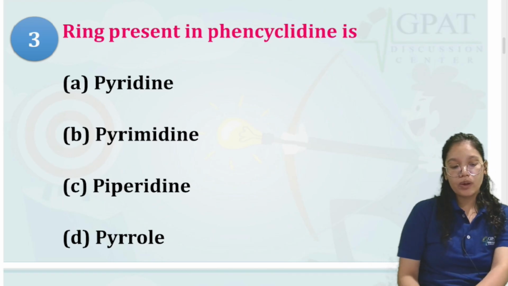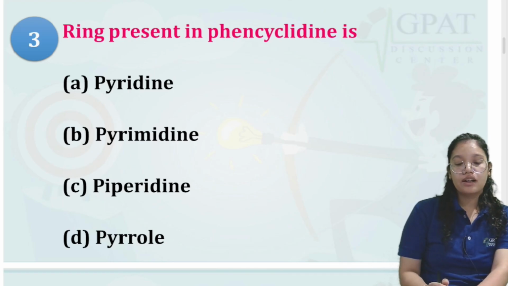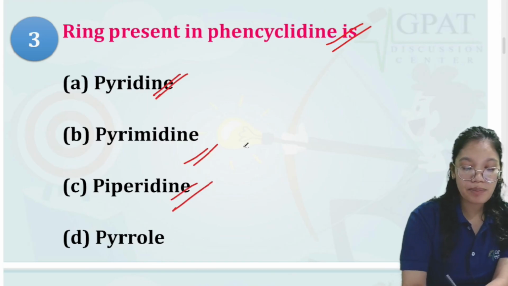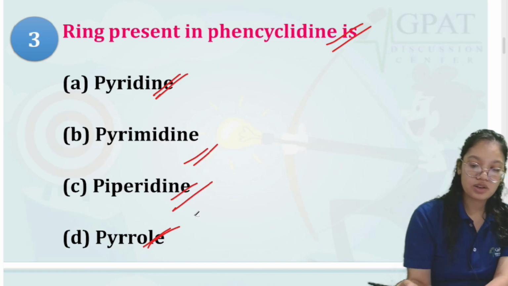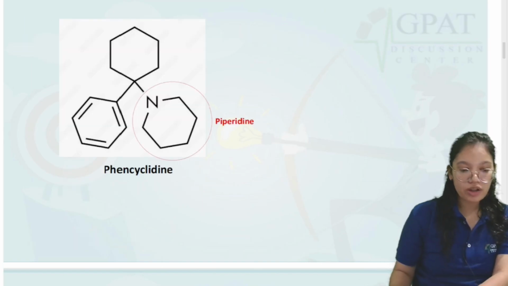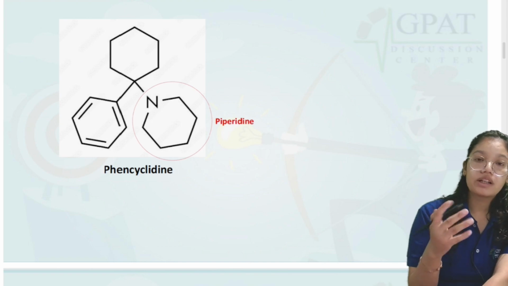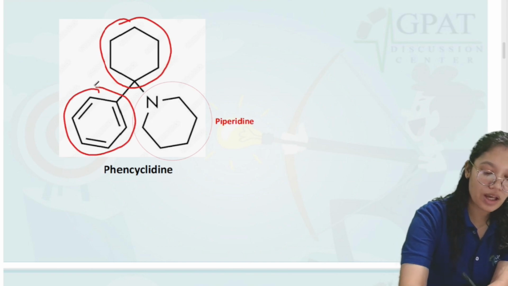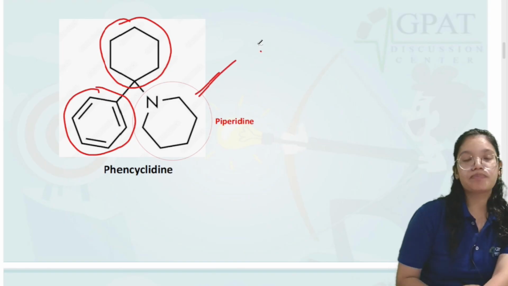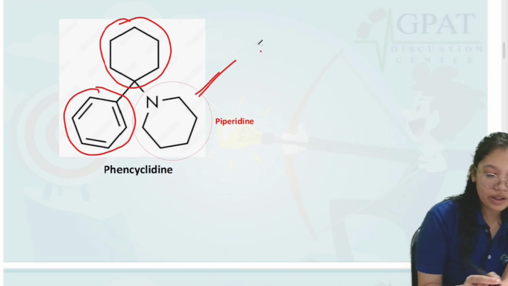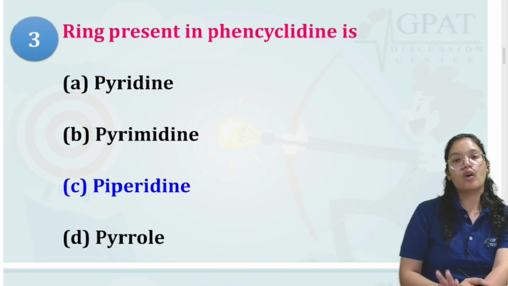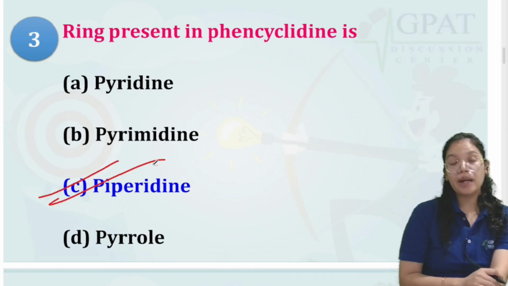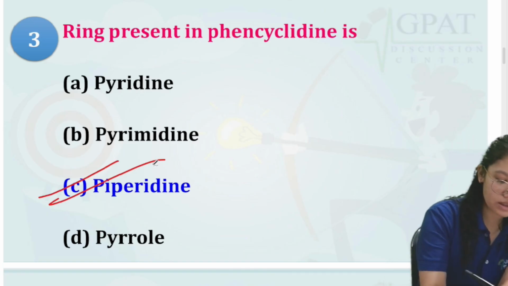Now the third question says, ring present in phencyclidine. Is it a pyridine ring, pyrimidine ring, piperidine ring or the pyrrole ring? So for phencyclidine, we should know the structure. This is the structure. Now there are 3 rings present in this particular structure. One is the cyclohexane ring. Next you have the phenyl ring, and this ring is called the piperidine ring. According to the options we don't have the cyclohexane or the phenyl ring or benzene ring. So piperidine ring is there. So piperidine is the answer, the C option.